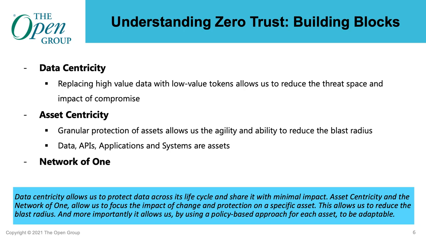Some of the building blocks for Zero Trust are data centricity, replacing high-value data with low-value tokens, allowing us to reduce the threat space and impact of compromise, and asset centricity, granular protection of assets that allows us the agility and ability to reduce the blast radius, keeping in mind that all data, APIs, applications, and systems are assets, and a network of one. Instead of a perimeter-based network where every device and asset behind a network is considered secure, you're now looking at it as each asset having its own policy-based controls.